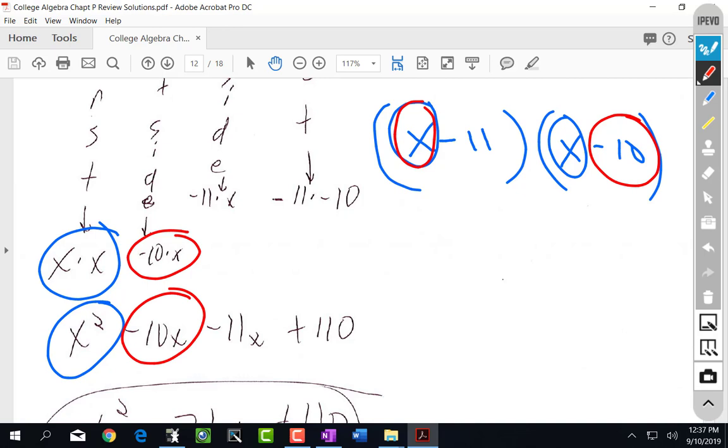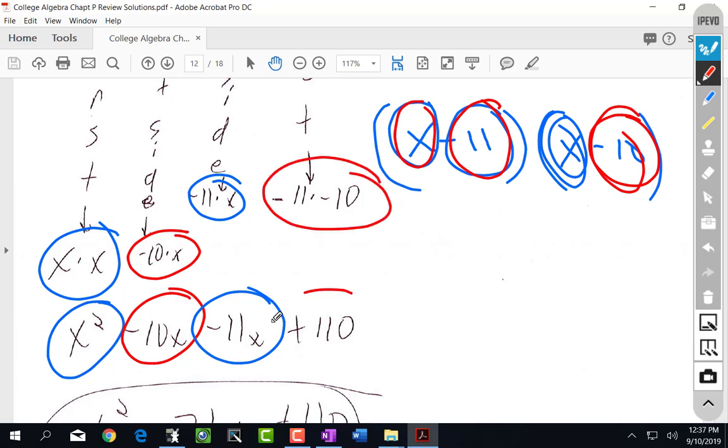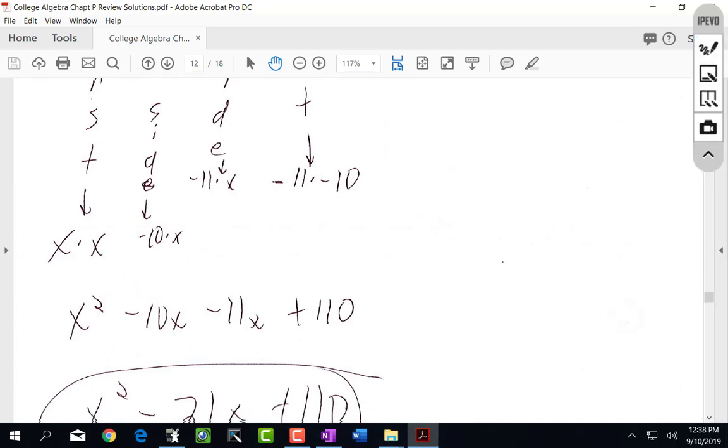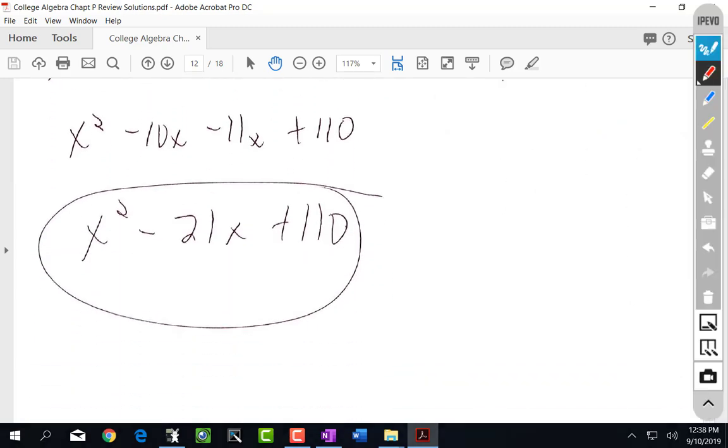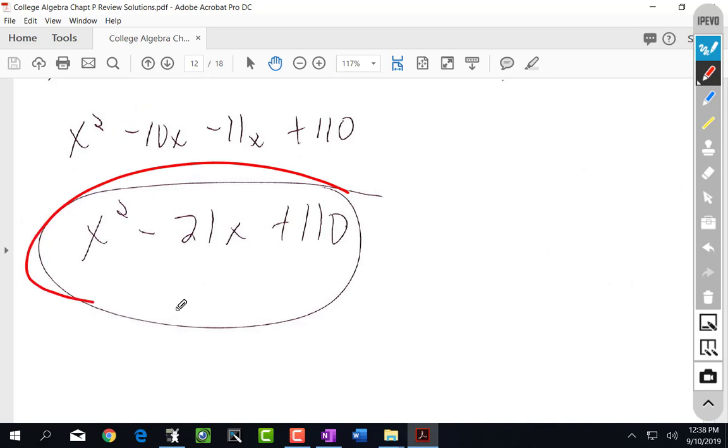My insides are going to be these two numbers right here, so negative 11 and x, so negative 11x. And then my lasts is going to be this negative 11 and this negative 10. I multiply those together and I get positive 110. So now that I've done that, I'm just going to go ahead and combine my outsides and insides together. So my outsides insides, negative 10x minus 11x, gives me negative 21x. And there's my answer of x squared minus 21x plus 110.